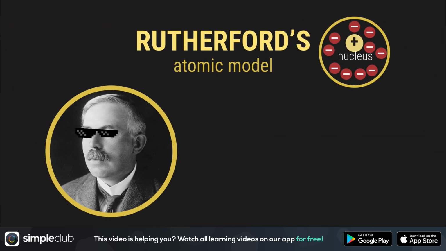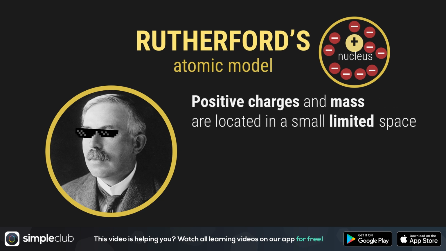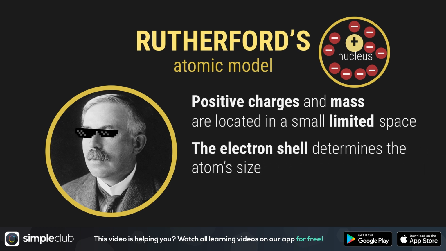Let's have a quick revision of Rutherford's atomic model. So, he found out that positive mass is located in a very small and limited space called the atomic nucleus. But the actual size of the atom is determined by the electron shell. The negatively charged electrons revolve in the shell. But Rutherford wasn't able to find out anything else with his scattering experiment. And what was wrong about it? Or to be more precise, what exactly was the problem with his model?